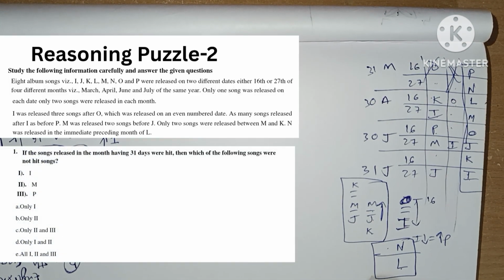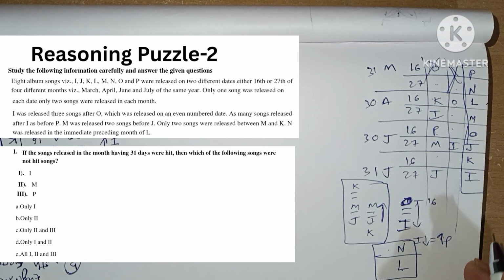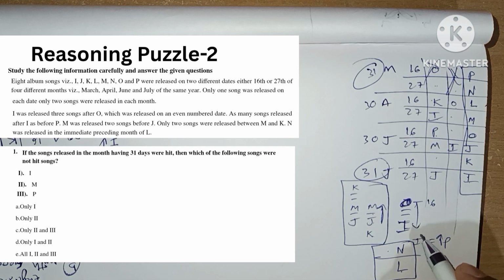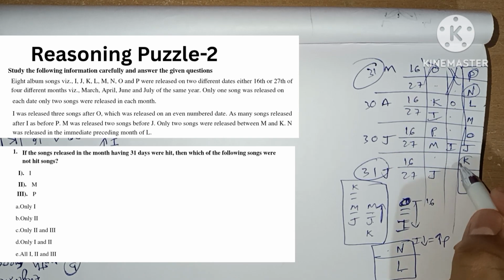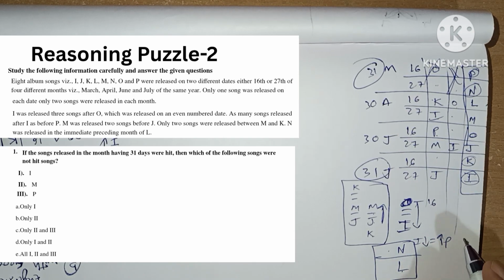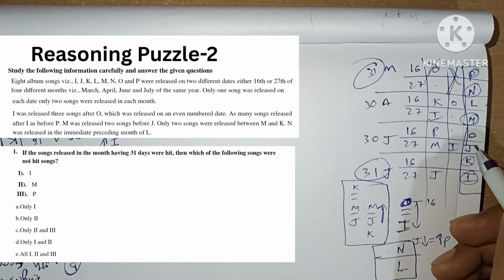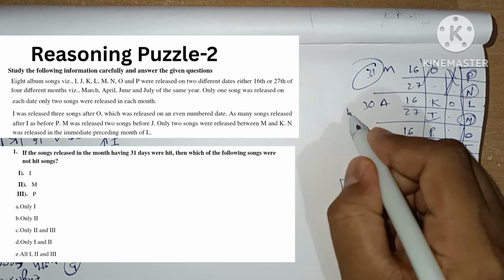The first question is, if the songs released in the month having 31 days were hits, so these 2 months, then which of the following songs were not hit songs? So the hit songs are P, N, K, I. Options given are I, M, P. So M is not a hit. So only option 2 is our answer. Option B is our answer.